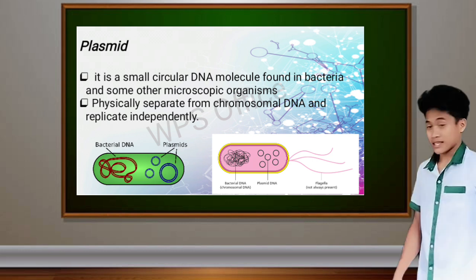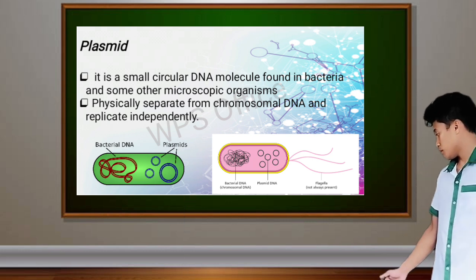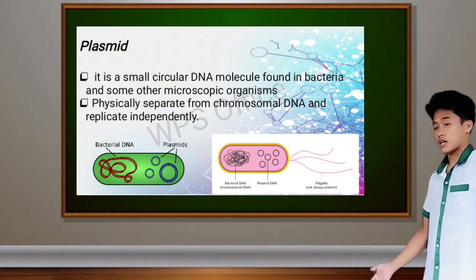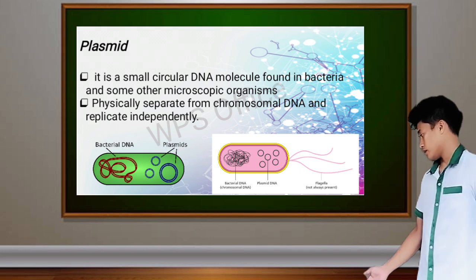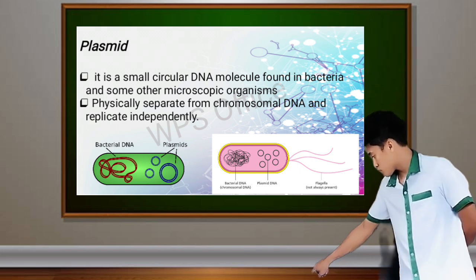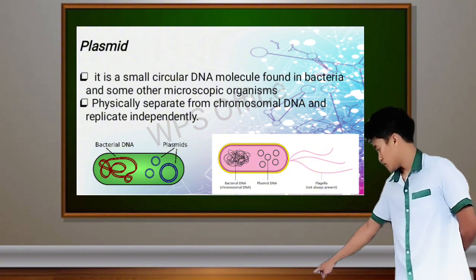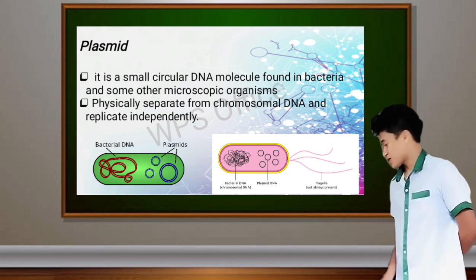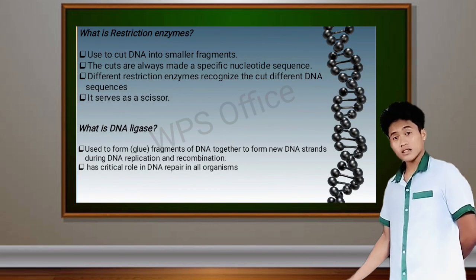So, plasmid. What is a plasmid? It is a small circular DNA molecule found in bacteria and some other microscopic organisms. Physically, it is separate from chromosomal DNA and replicates independently. So this circular DNA is called a plasmid, and this is the bacterial DNA.